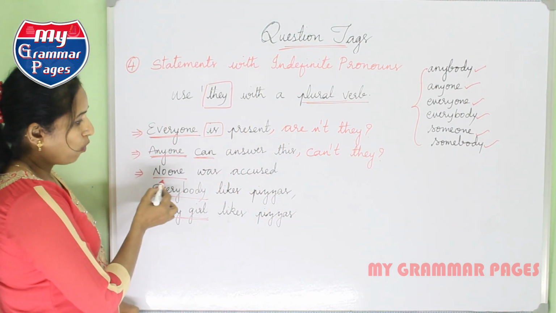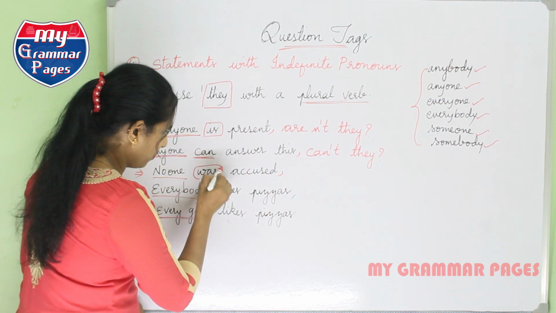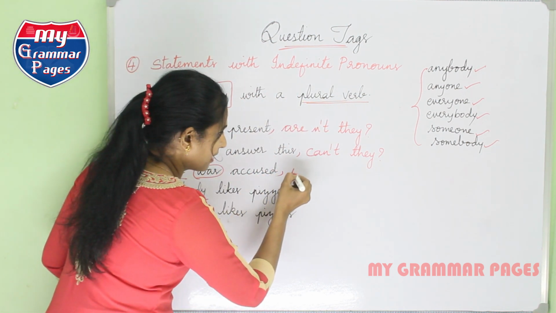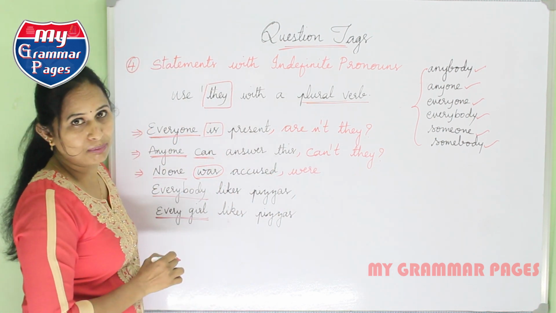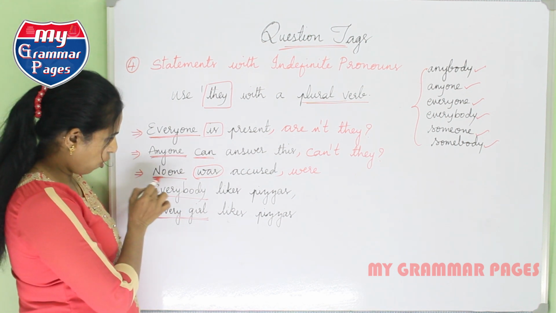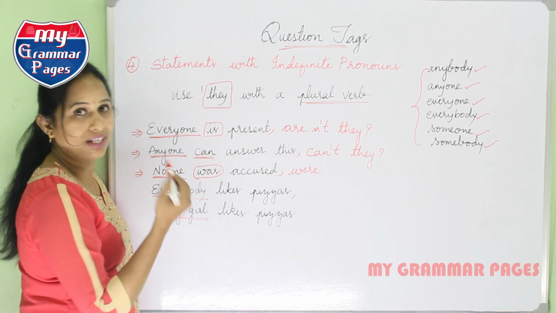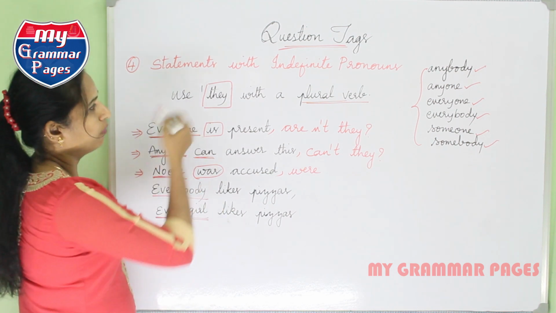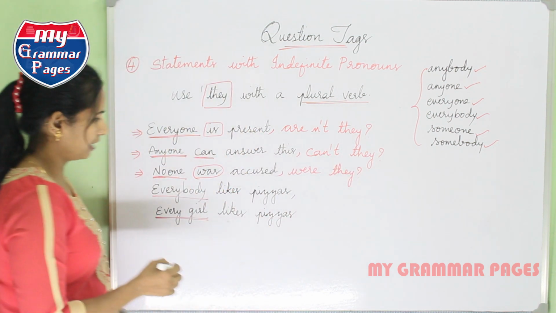Now, no one was accused. In this, was is the verb, but we need to take the plural verb. This is the past form and I am taking were. Now, is this a positive statement or a negative statement? I say this is negative. How? See, the word no. It indicates the negativity in the sentence. That's why the tag should go in positive. I'm not going to add an apostrophe and no one. Once again, we are taking they. The word they is the tag.